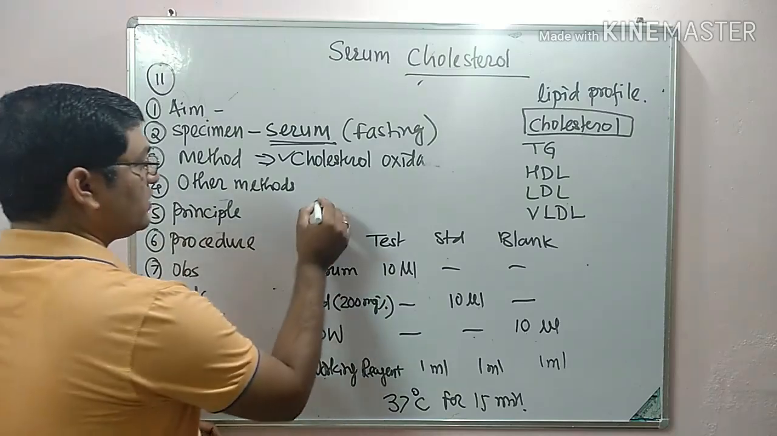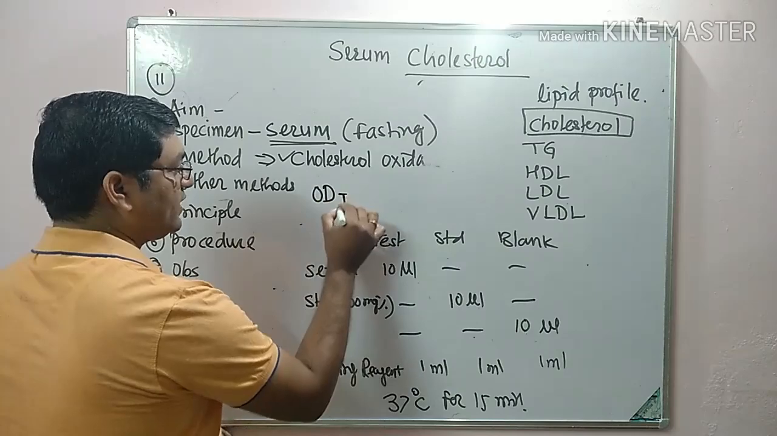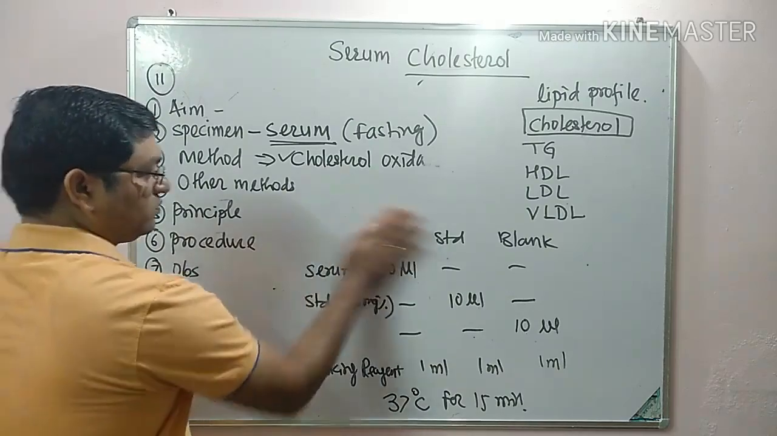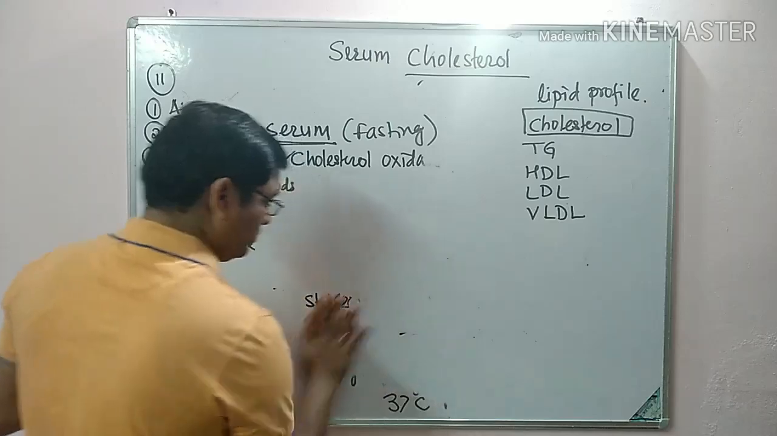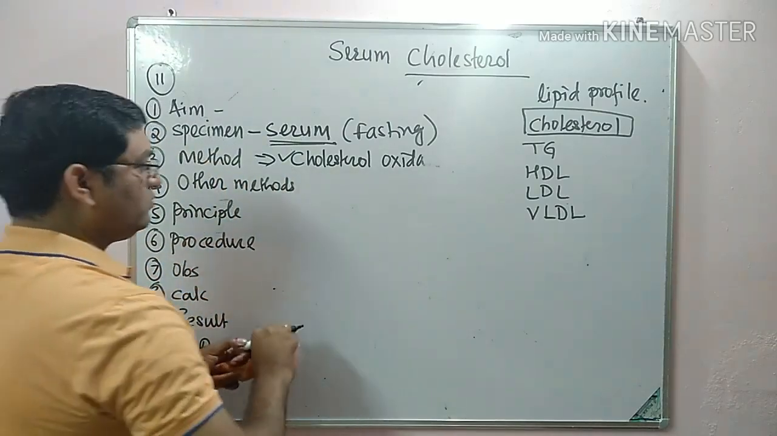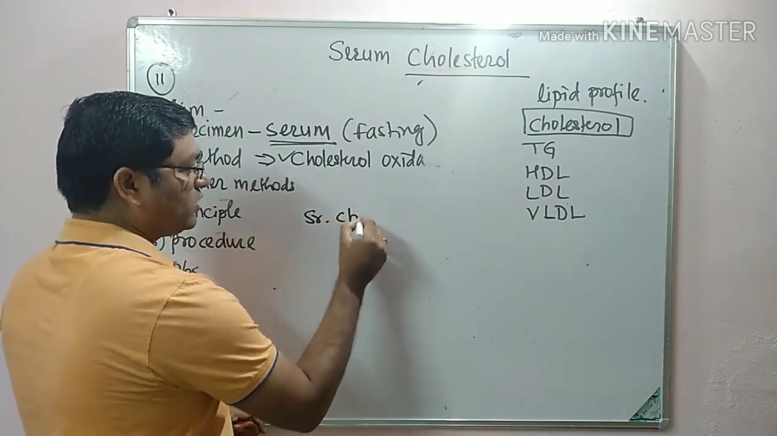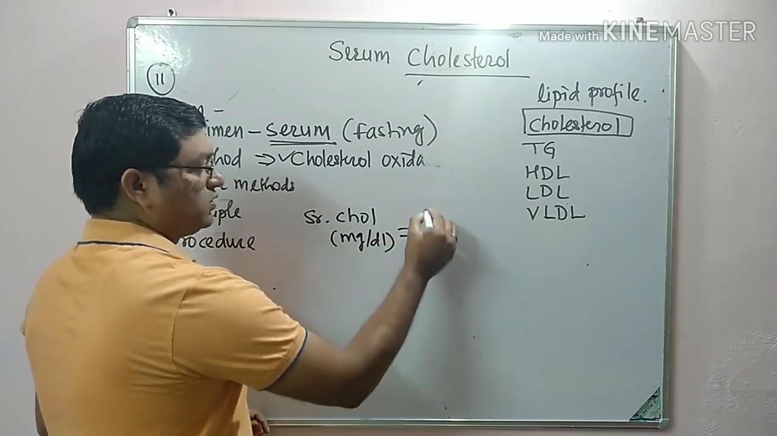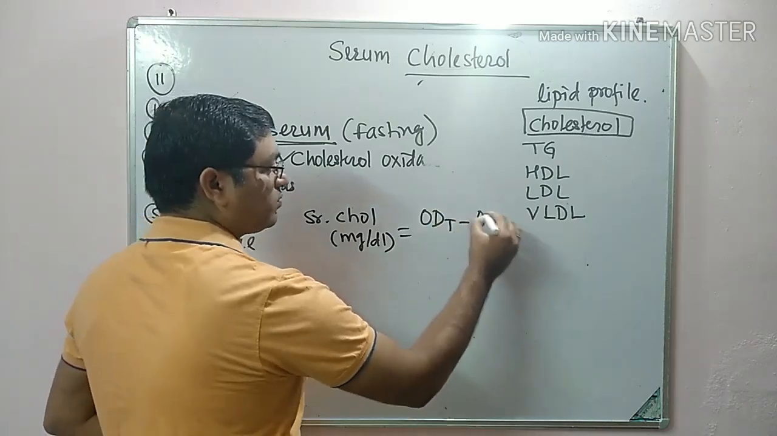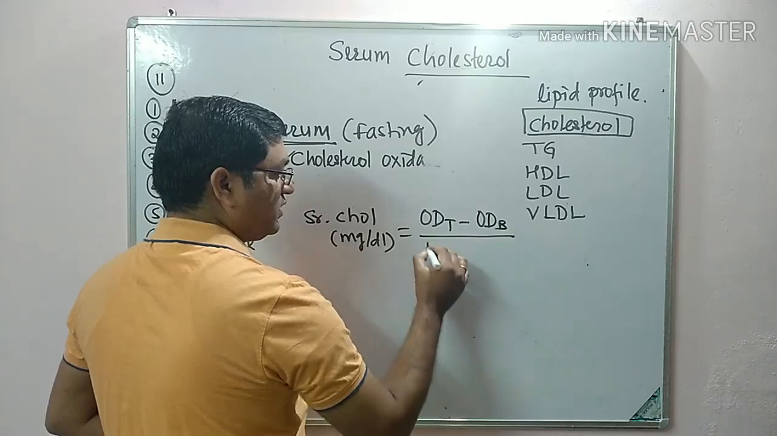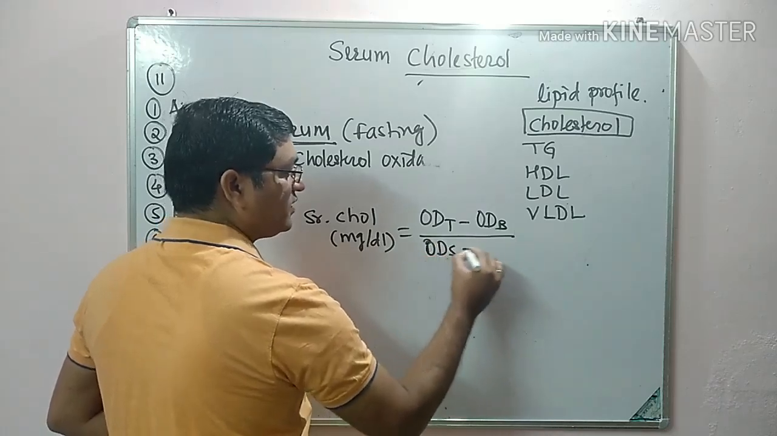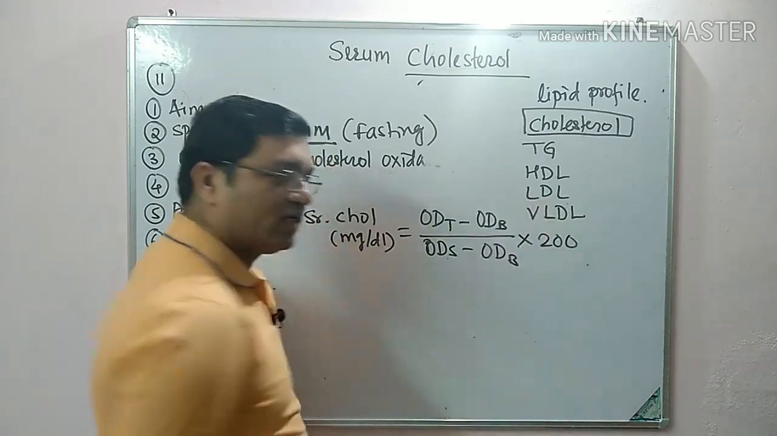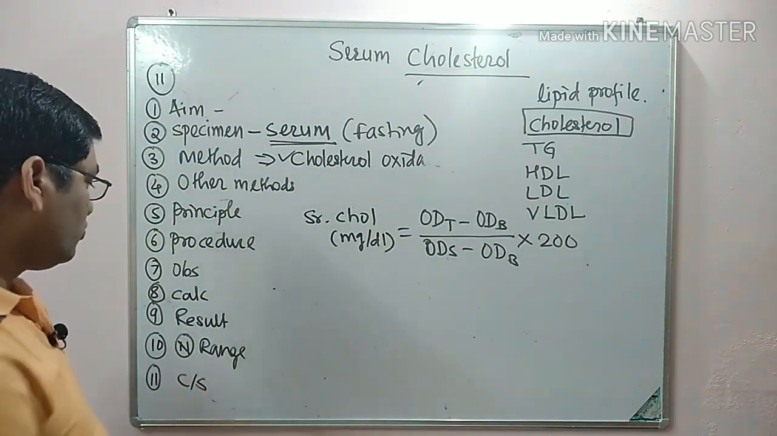Then observation. In observation you will get the optical density of test, standard and blank. Then do the calculation. Serum cholesterol in milligram per deciliter is equal to optical density of test minus optical density of blank, divided by optical density of standard minus optical density of blank, into the concentration of standard, that is 200 milligram %. This will give you the result.